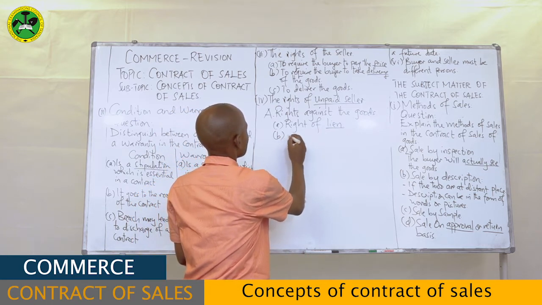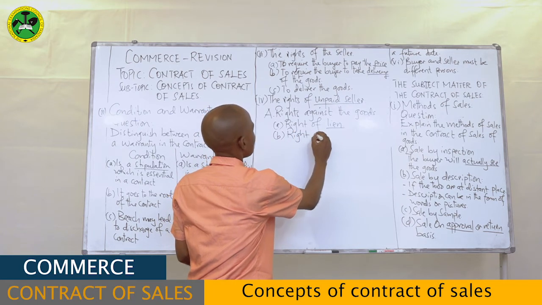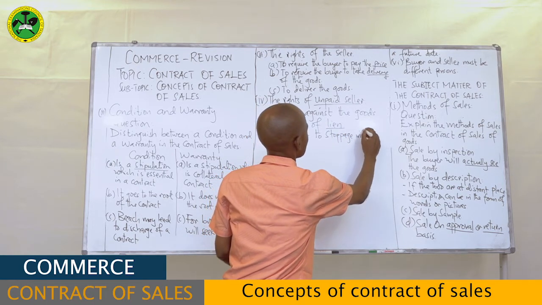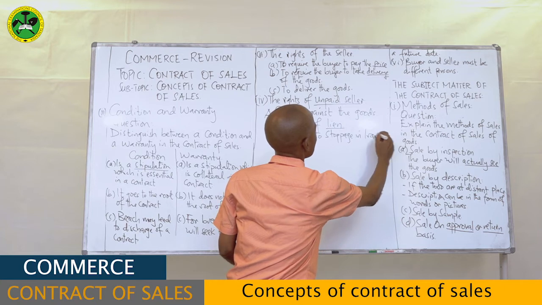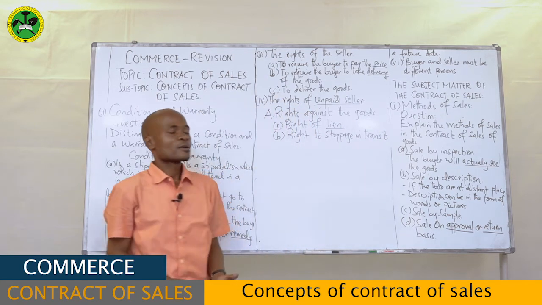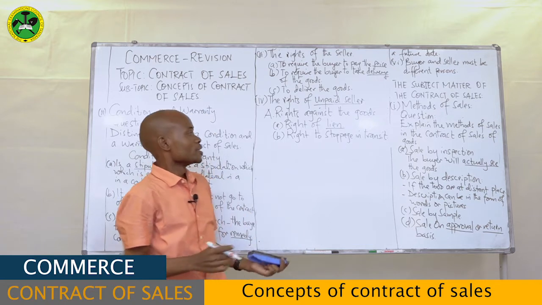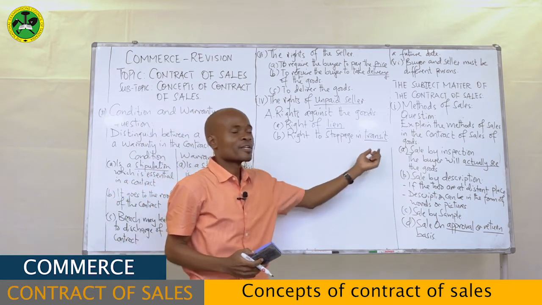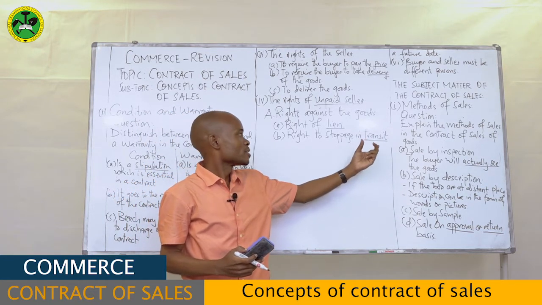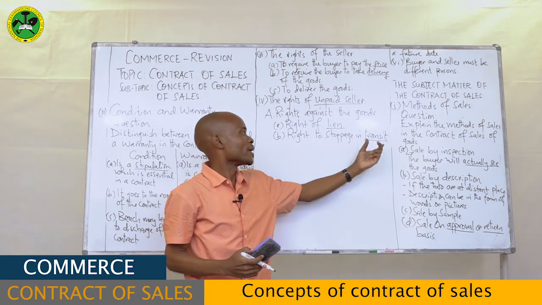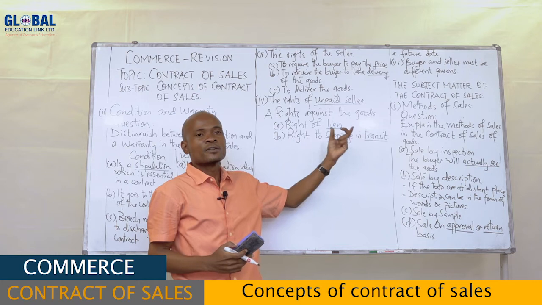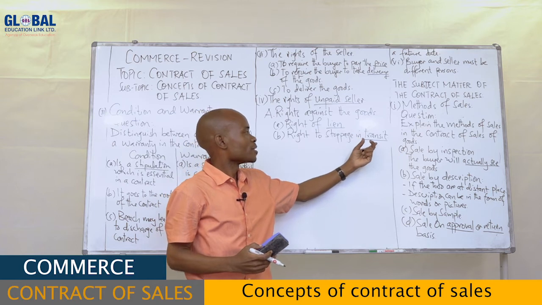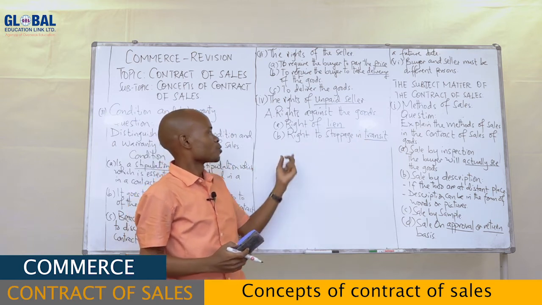Another thing is the right to stoppage in transit. In this case, if the goods are already being transported or are on the way to the buyer, and the seller discovers that the buyer is bankrupt, he may order that the goods should be returned to the seller.